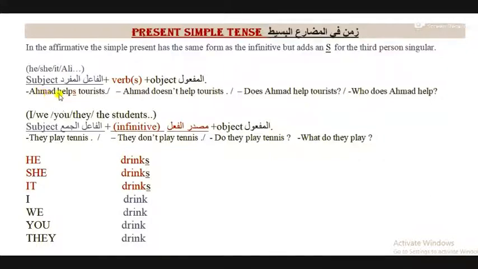For example, Ahmed helps tourists. But with the plural subject such as I, we, you, they, the students, we use the infinitive verb without to plus object. They play tennis. And here you can see he drinks, she drinks, it drinks. We add the letter s to the verb. But with the plural subject I, we, you, they, we use the infinitive drink.